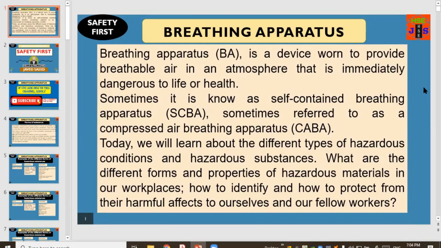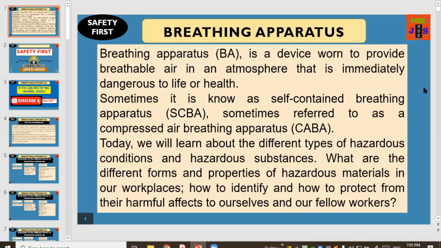Breathing apparatus (BA) is a device worn to provide breathable air in an atmosphere that is immediately dangerous to life or health. Sometimes it is known as SCBA, self-contained breathing apparatus, and sometimes referred to as CABA, compressed air breathing apparatus.